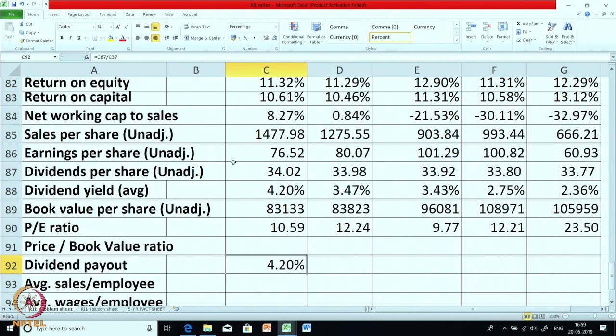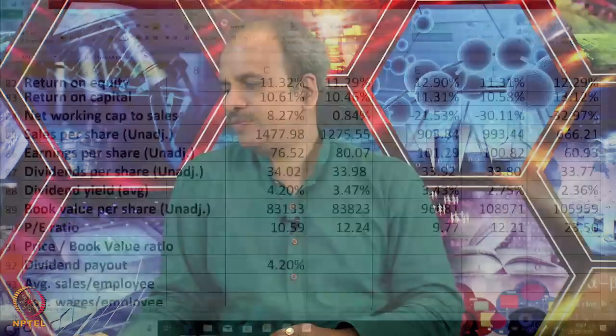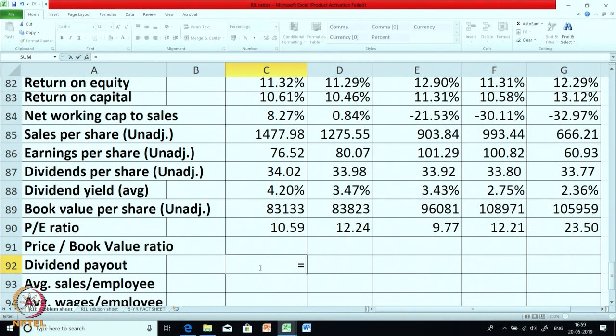Usually calculated as a percentage. So I am sorry if there is some confusion. Earlier we have already calculated dividend yield, which is market dividend per share upon market price. Currently we have been asked to find dividend payout. What dividend payout means is, from 100 rupees of earning, how much money is being paid out as a dividend. So it is DPS upon EPS. So DPS divided by EPS.